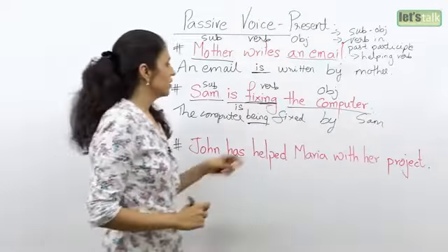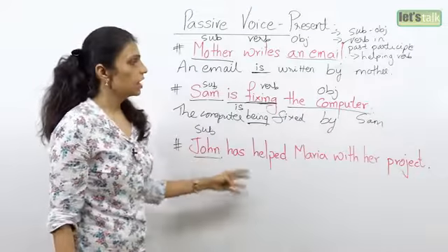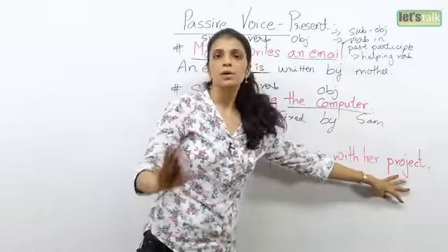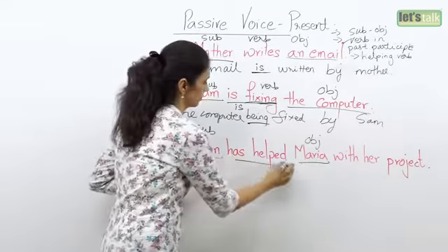Okay, and the last sentence, John has helped Maria with her project. Okay, so again ask the question, who is doing the action? You have John. Now this is a tricky one. What is the object? A lot of people would say her project. But well friends, ask the question, is the action done on the project? No. On what is the action done? On whom? In this case it is Maria. So you have object. So what's the verb? The action has helped. Okay.